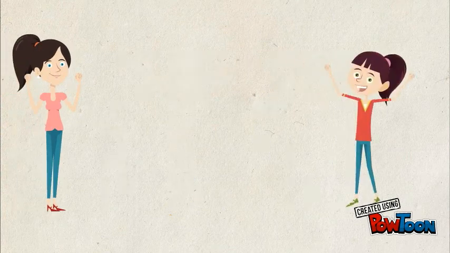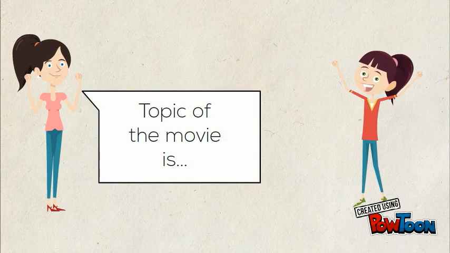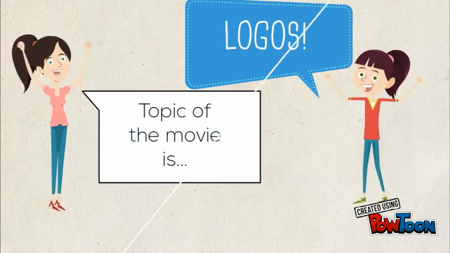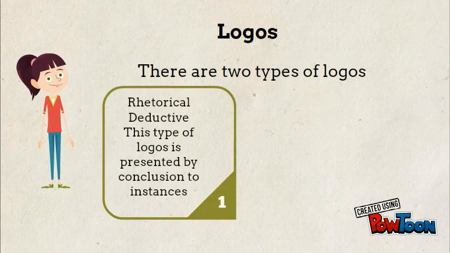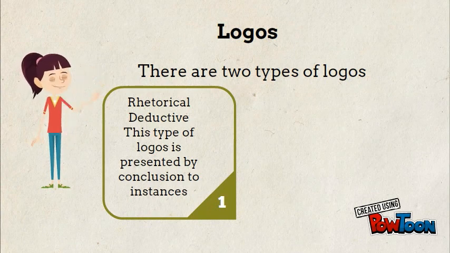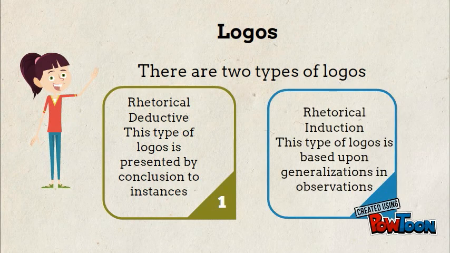The topic of the movie today will be logos! So, logos. There are two types of logos. The first type of logos is rhetorical deductive. This type of logos is presented by conclusion to instances. Then there's rhetorical induction, where it is based upon generalizations and observations.